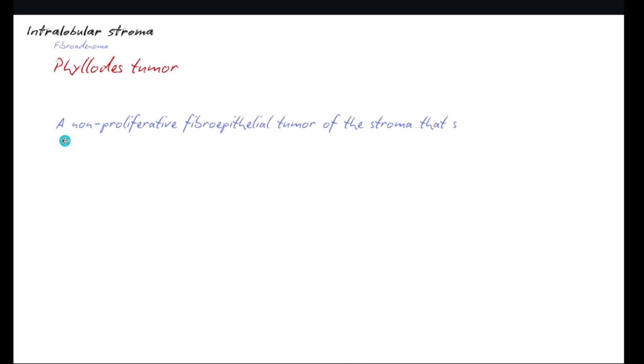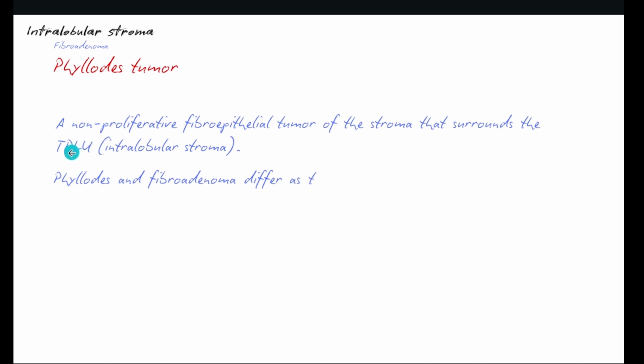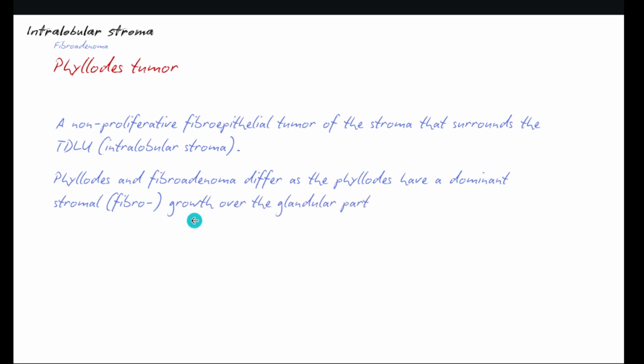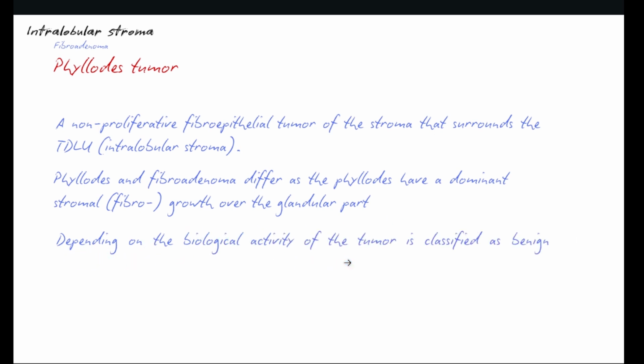Phyllodes tumor, it is a fibroepithelial tumor of the stroma that surrounds the terminal ductal unit. Phyllodes and fibroadenoma differ as the phyllodes have a dominant stromal growth over the glandular part. Depending on the biological activity of the tumor, it is classified as benign, borderline, or malignant disease.